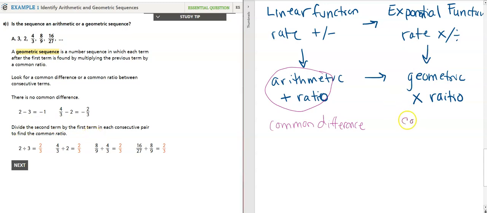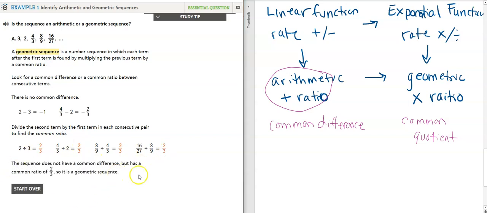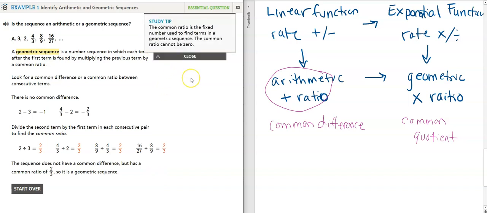Look for a common quotient. They divided 2 and 3 and got 2/3. They divided 4/3 and 2 and got 2/3. They basically divided each of the numbers in the sequence by the next number, so consecutive, meaning in a row. And when you get the same answer each time, then you know that this is going to be geometric. A common ratio is the fixed number that's used to find terms in a geometric sequence.